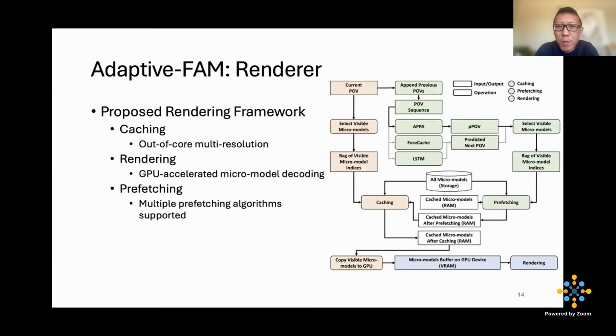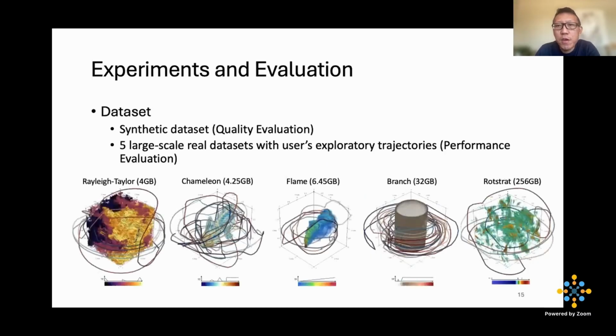Second, we also propose a rendering framework that takes the macro model encoded by adaptive FAM to generate the rendering results. Our framework includes 3 procedures, which are caching, rendering, and prefetching. So for evaluation, we use a Marschner-Lobb synthetic 3D function as the ground truth to evaluate the rendering quality. For performance evaluation, we use 5 large-scale real datasets to assess the practical performance of the pipeline.